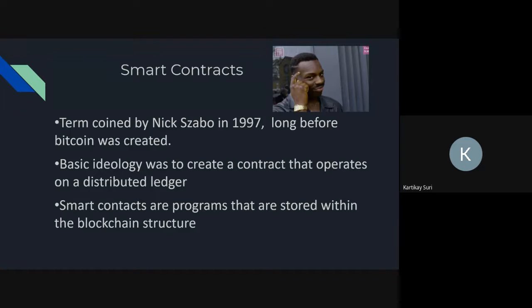The basic ideology was to create a decentralized or distributed ledger wherein the contracts can be stored and are accessible by all. So in a way, smart contracts are like physical contracts that we have seen everywhere. But unlike our typical paper contracts, smart contracts are programs that are stored within the blockchain network.